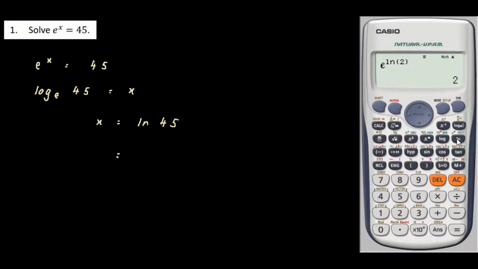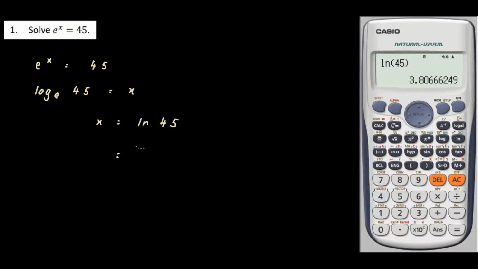Question one here is just about the definition of natural logarithm. e to the power of x equals 45. How are we going to solve this? It's the same thing, we write it in the form of logarithm. Since we want to get x, we can write it as log to the base of e of 45 equals x. So x is the natural logarithm of 45. Just by using your calculator, ln 45 will give you the answer.